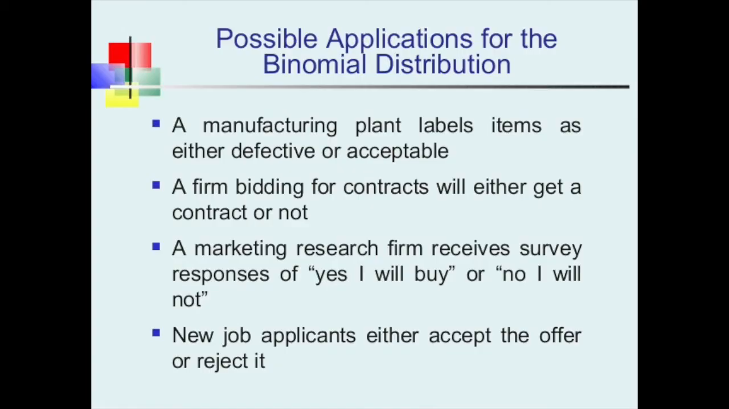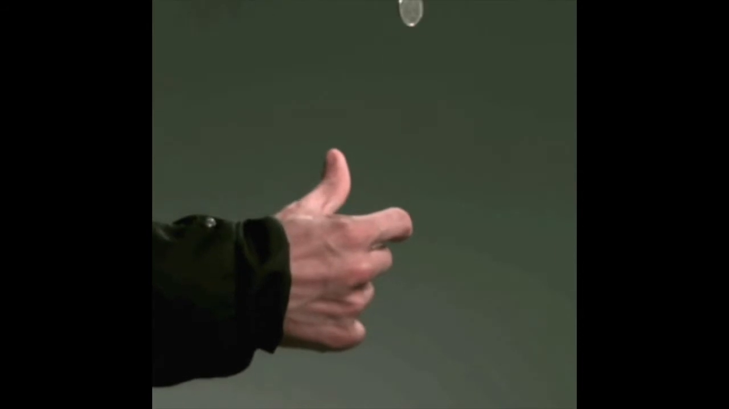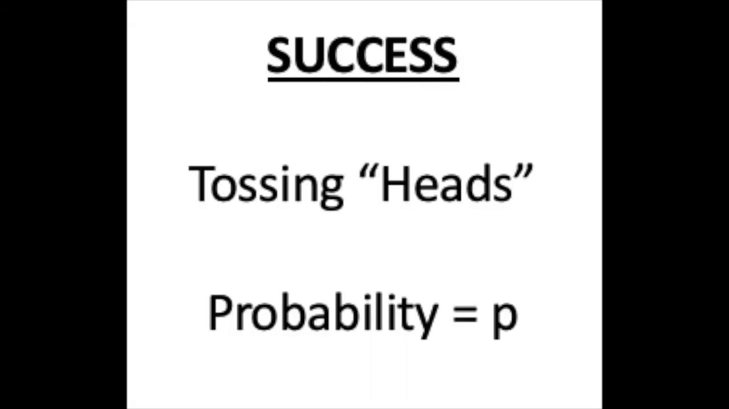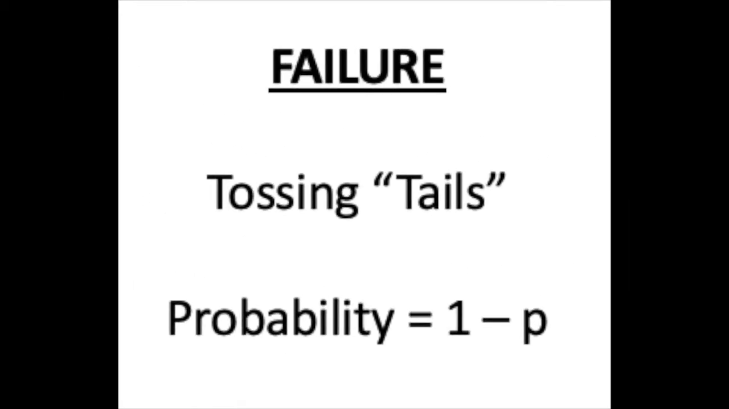The binomial distribution describes a probability distribution based on experiments that have 2 possible outcomes, like tossing a coin. Let's say we're interested in tossing heads. We'll call this a success with probability p. Then, tossing tails is the failure case and has the complement probability of 1 minus p.